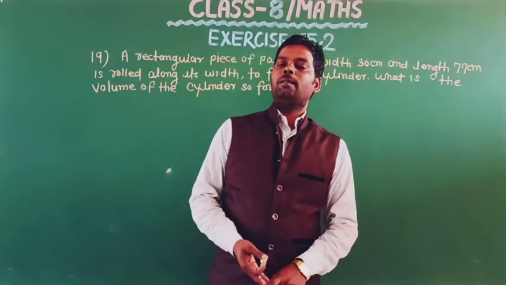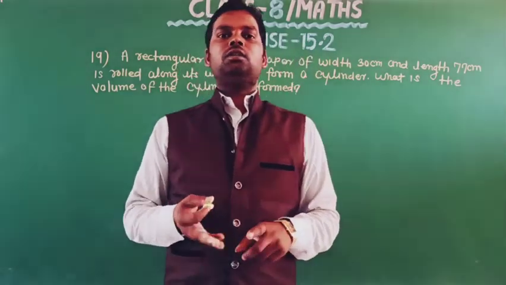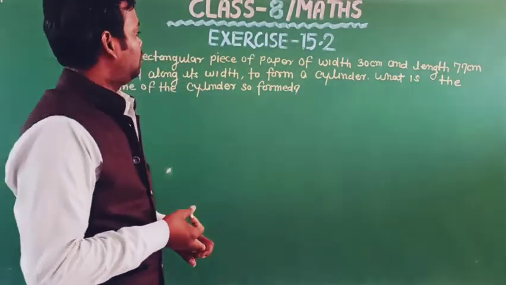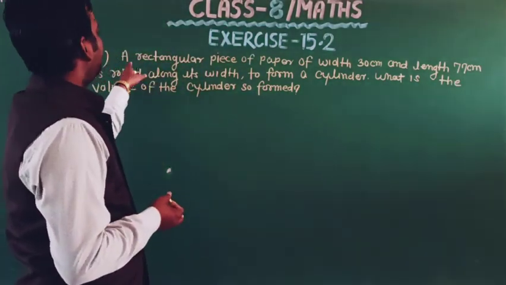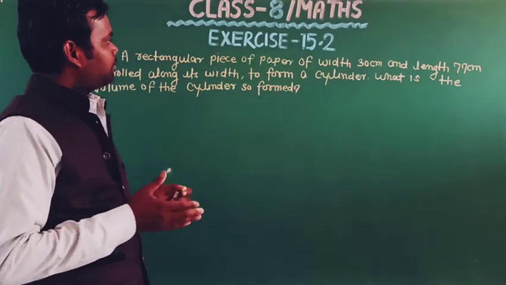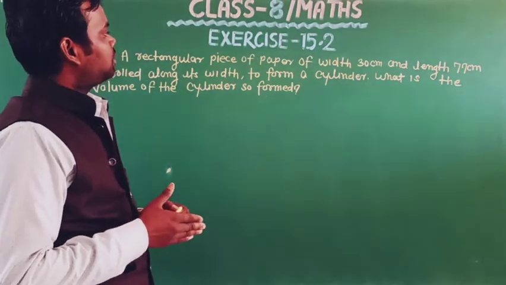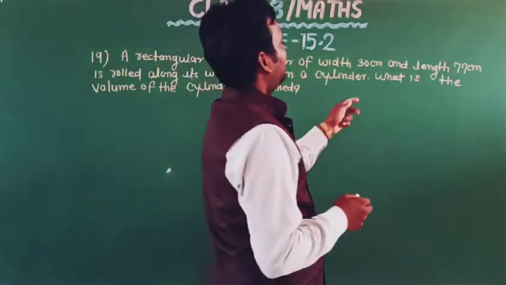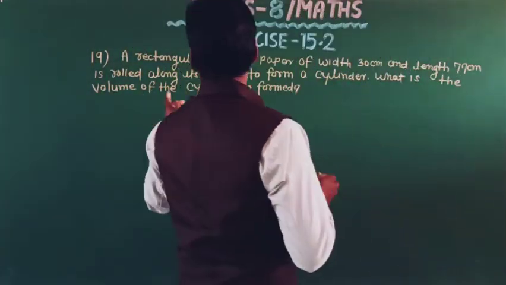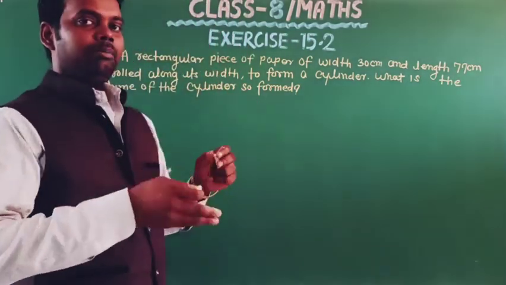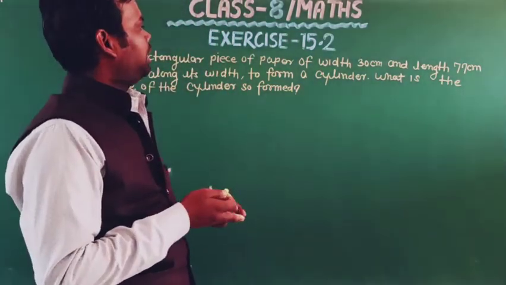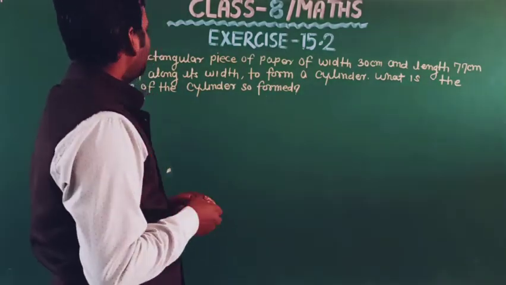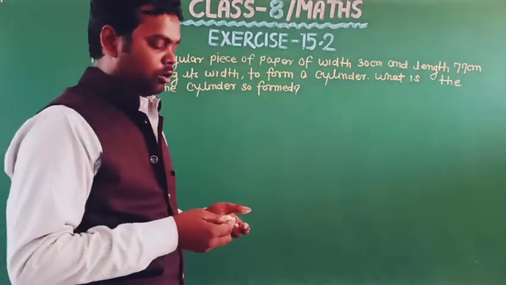Now move to question number 19. This is the last question of exercise 15.2. In this question it has been said that a rectangular piece of paper of width 30 centimeter and length 77 centimeter is rolled along its width to form a cylinder. We have to find the volume of the cylinder so formed.